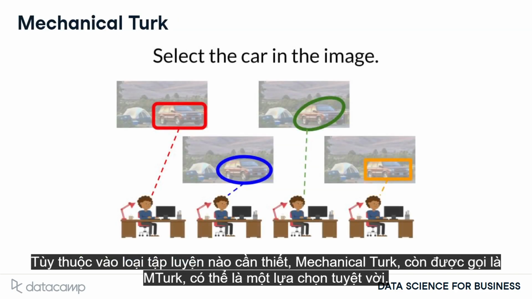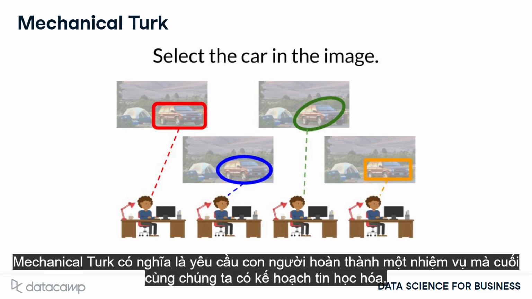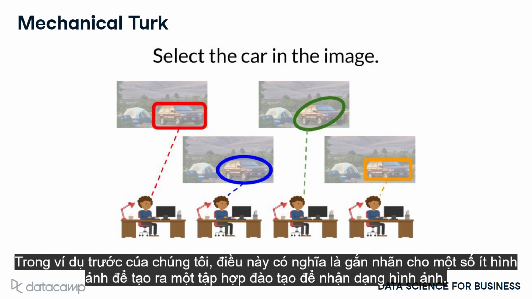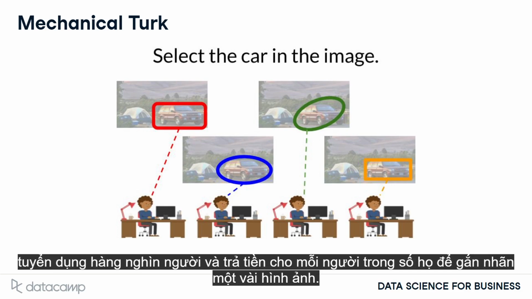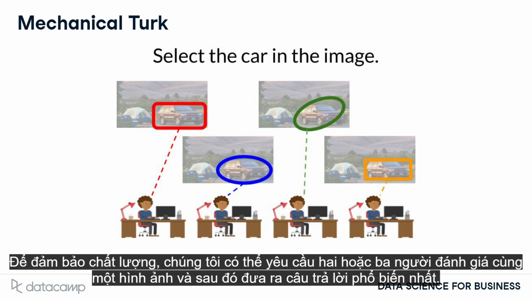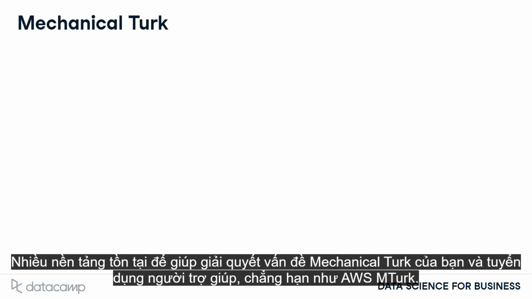Depending on what kind of training set is needed, Mechanical Turk, also called mTurk, can be a great option. Mechanical Turk means asking humans to complete a task that we eventually plan on computerizing. In our previous example, this would mean labeling a handful of pictures to create a training set for image recognition. Rather than asking one person to label thousands of images, we recruit thousands of people and pay each of them to label a few images. To ensure quality, we might ask 2 or 3 people to review the same image and then take the most common answer. Many platforms exist to help build your Mechanical Turk problem and recruit helpers, such as AWS mTurk.